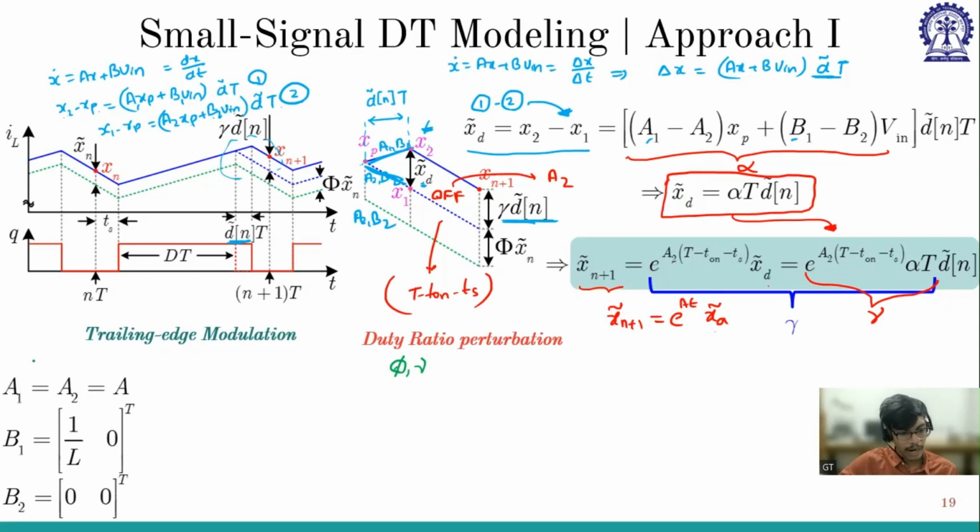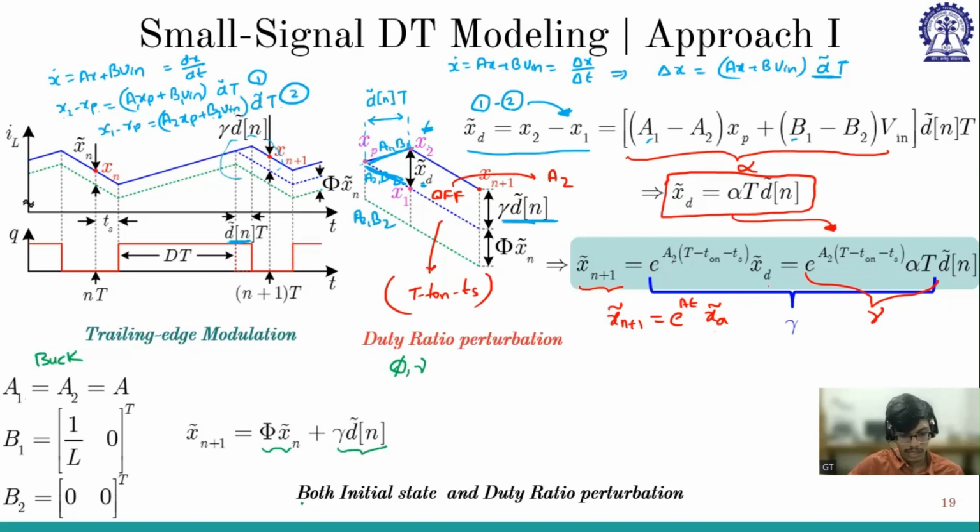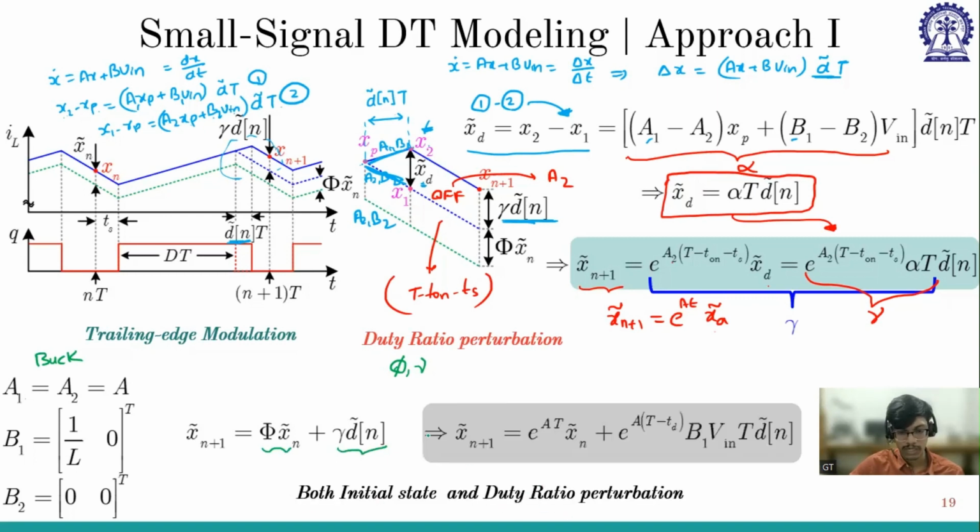If I perturb both of them, then I can apply superposition because it is linear. In the buck converter, I know that A1 is equal to A2 equal to A, and B1 is this, and B2 is 0. So now if I perturb phi and gamma, this is the small equation, right? Xn plus 1 perturb due to initial state perturbation and due to duty ratio perturbation, and this is both initial state and duty ratio perturbation.